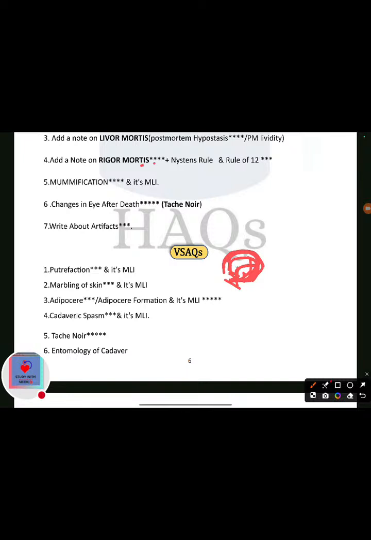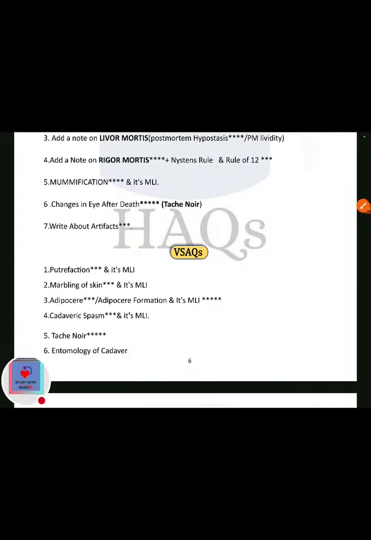Now coming to our topic, rigor mortis. What is rigor mortis? What is Nysten's rule? What is rule of 12? We have seen Vasquez phenomenon, right? If you strike the quadriceps muscle 10 centimeters above the patella with the reflex hammer, you will get muscle contractions, between 1 to 2 hours only.